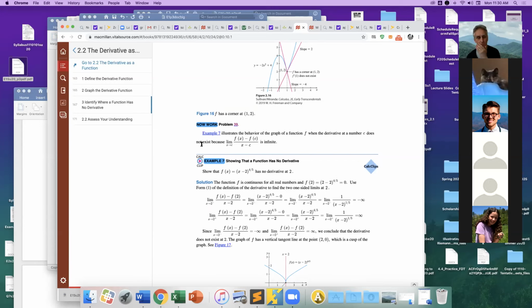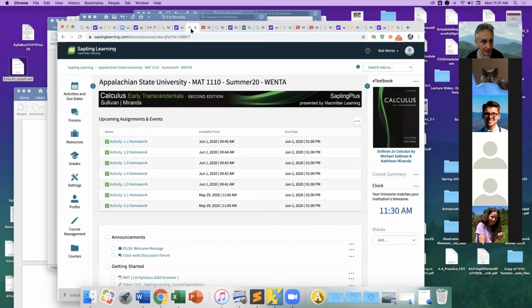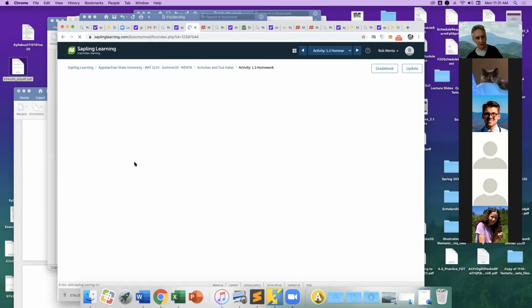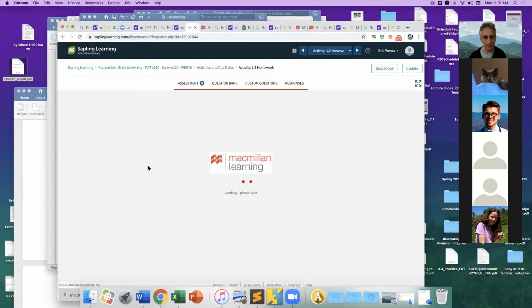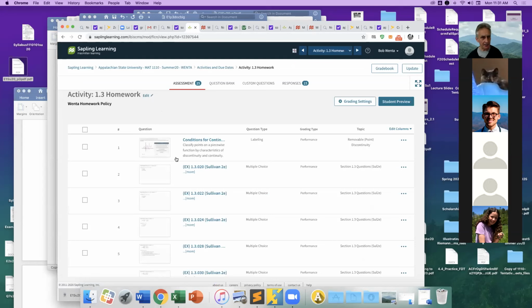Anybody else? There was a Sapling problem in 1.3. It was the first question that confused me. Section 1.3? Okay, good. I've got Sapling up here, section 1.3 homework. You're saying the first question? Yes, just the first question. Can you see this on the screen right now? Yes. Okay, great. Let's look at number 1.